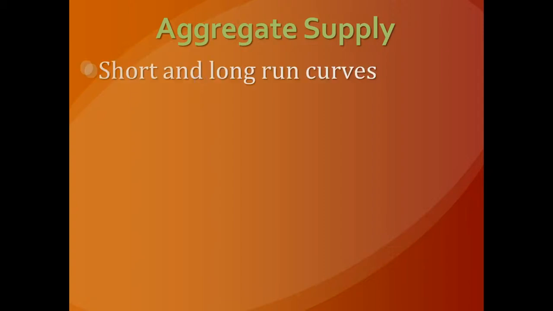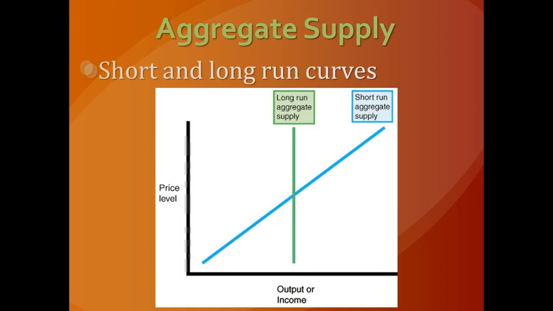Aggregate supply is sort of the counterpart to aggregate demand, and it comes in both the short run and long run flavors. In the long run, aggregate supply is a vertical line, whereas in the short run, it is upwardly sloping. Now, the question you may be asking yourself is, what is short versus long run?